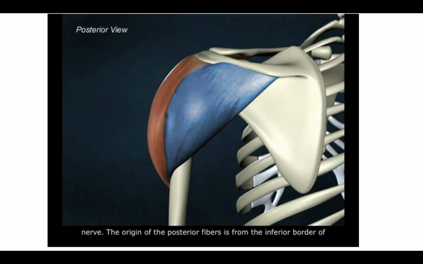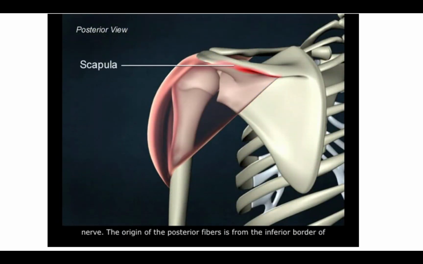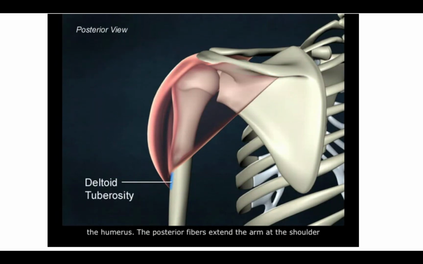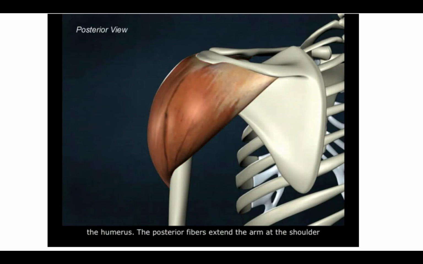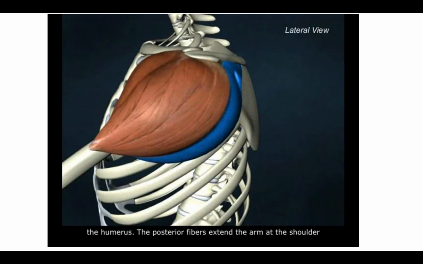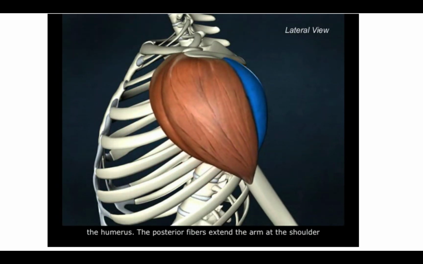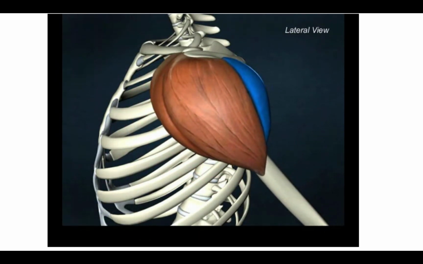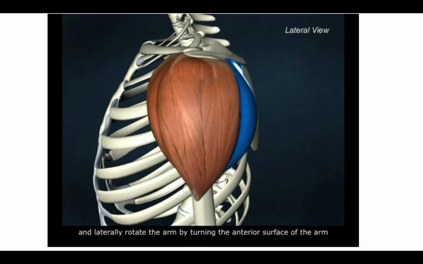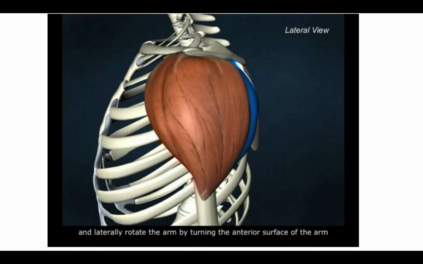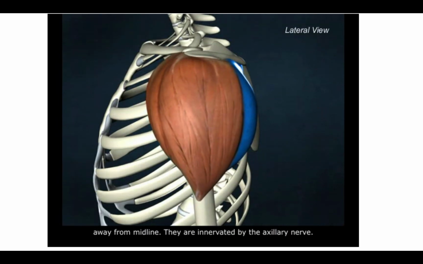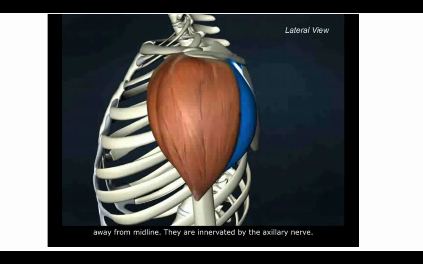The origin of the posterior fibers is from the inferior border of the spine of the scapula. The insertion is to the deltoid tuberosity of the humerus. The posterior fibers extend the arm at the shoulder, and laterally rotate the arm by turning the anterior surface of the arm away from midline. They are innervated by the axillary nerve.